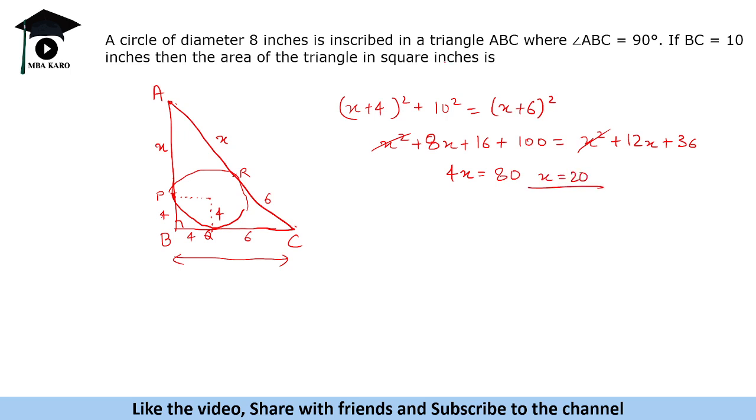Now we need to find the area of this triangle. So this side is 24. You will say half into 24 into 10, that is 120. But this is the right approach, nothing wrong in that, and it should be followed if you are solving this question. However, you should know Pythagorean triplets. It's a must. If you know these Pythagorean triplets, you could have solved this question within a minute.